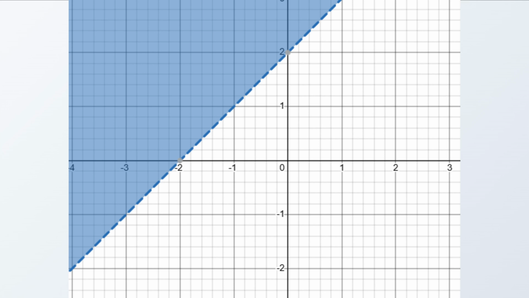Here's what it looks like. We have our dashed line with slope 1 and y-intercept 2. The entire region above this line is shaded. That's our solution. Any point in this blue region satisfies the inequality y is greater than x plus 2.